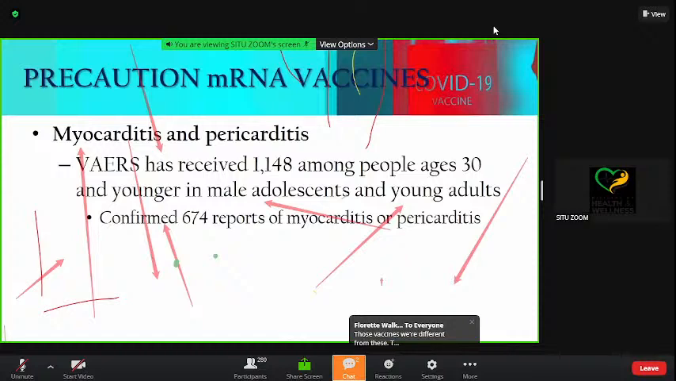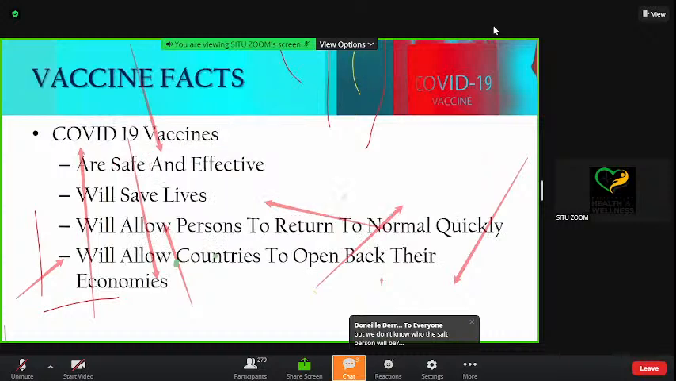So if your child is complaining of chest pain or having shortness of breath, you take them to a facility to be reviewed so that we can allay fears. But the rare occurrence is myocarditis and pericarditis.